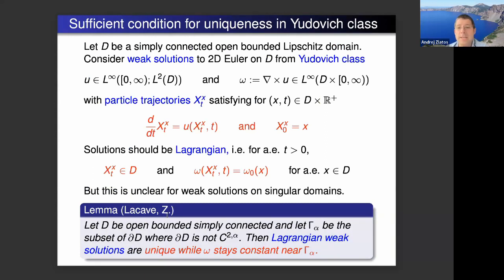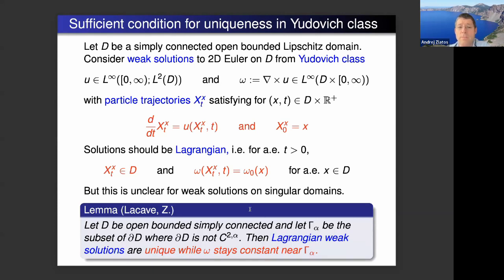Basically it says that as long as the vorticity stays constant in a neighborhood of a bad part of the boundary, and the bad part is the part of the boundary of the domain where the boundary is not C^{2,alpha} for some positive alpha, then actually weak solutions are unique, but not all weak solutions, only Lagrangian weak solutions.